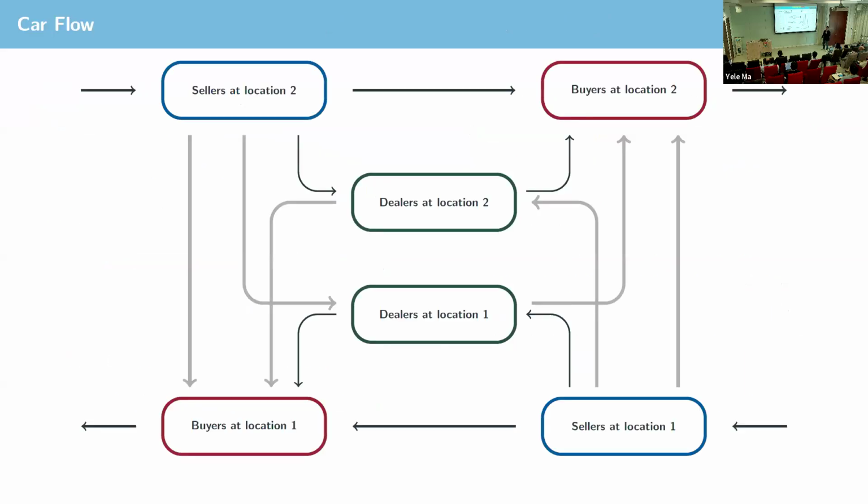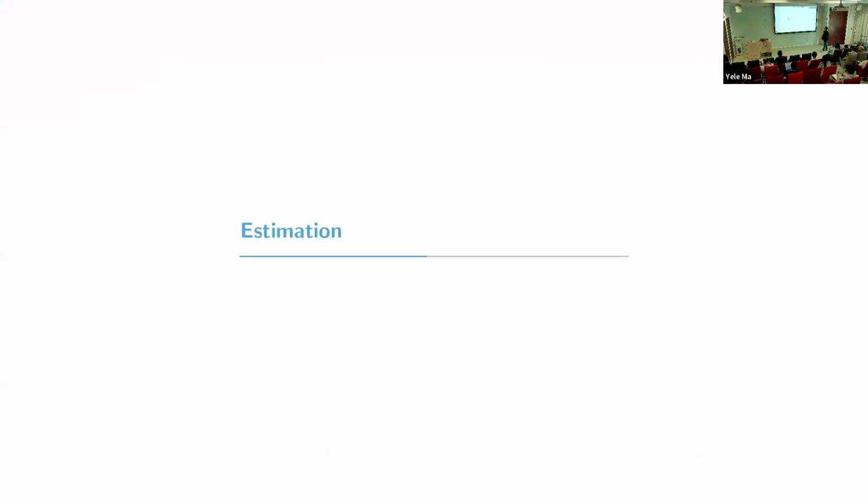Even with symmetric information, this is the transaction flow. This is the location one. Sellers have a car and enter the market. They can either trade directly with a buyer in the location, or sell their car to a dealer, and the dealer sells to a buyer. All people can do this across locations with different search and matching technology. All right.